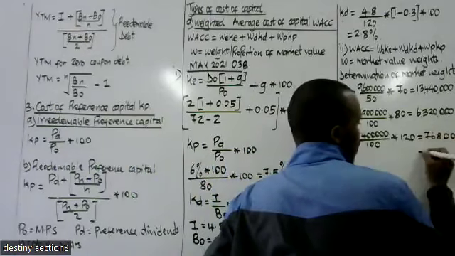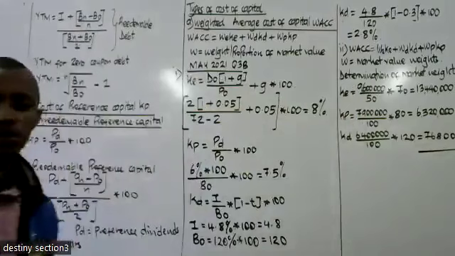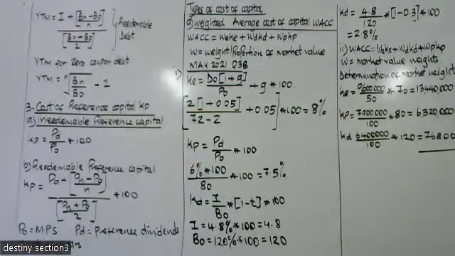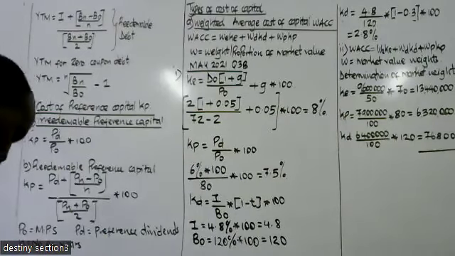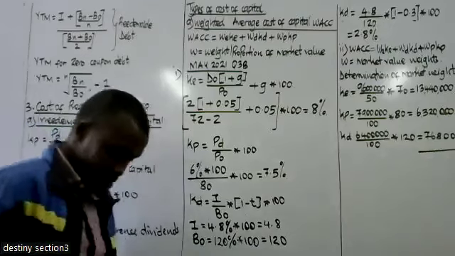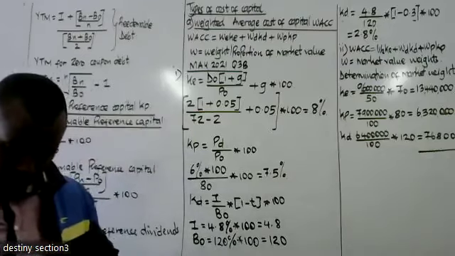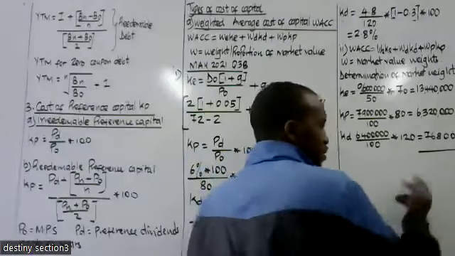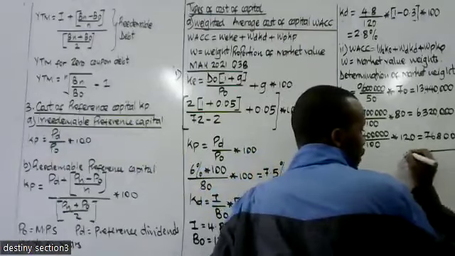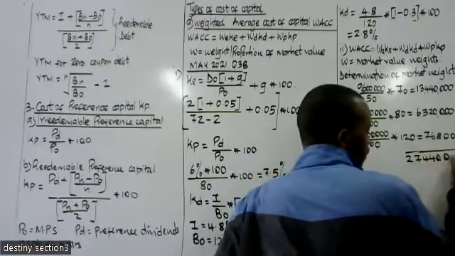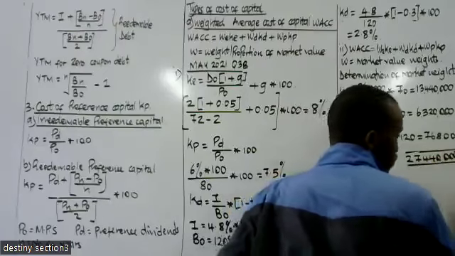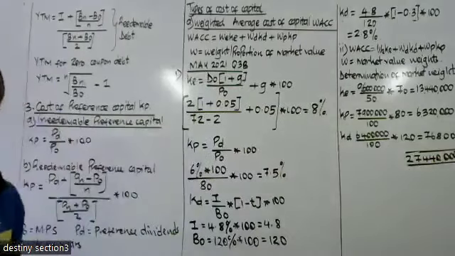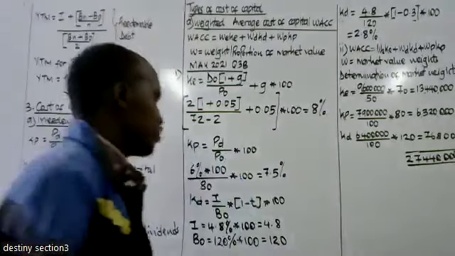So what is your total? When you add all of them, how much does it give you? 27,000. Let's get the weights. Let's get the W's here.